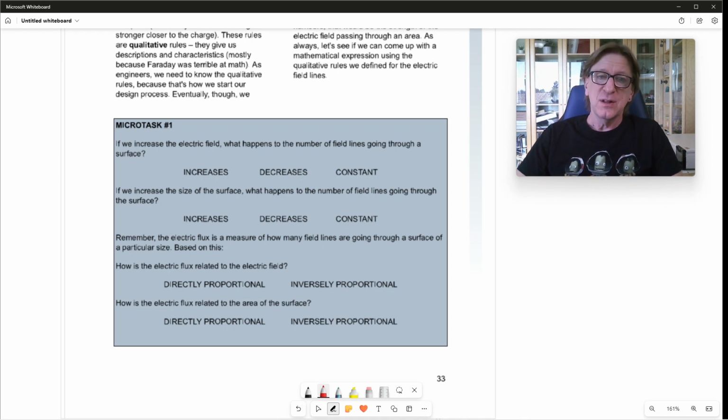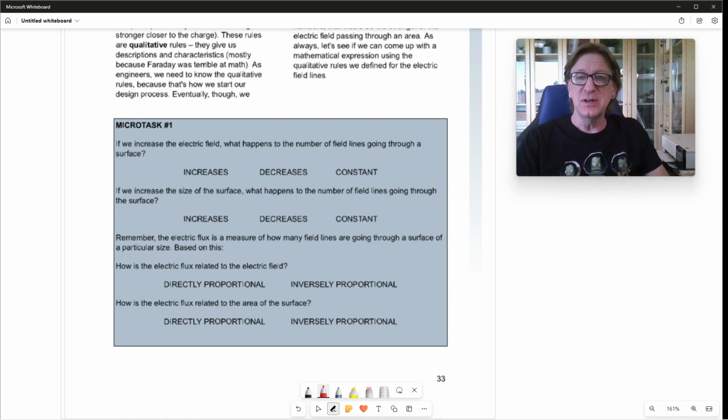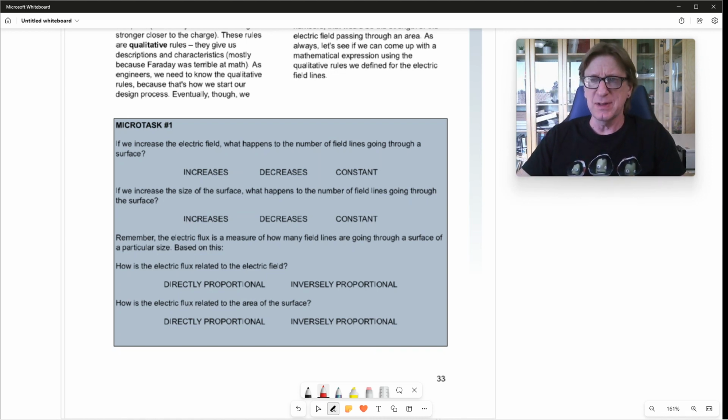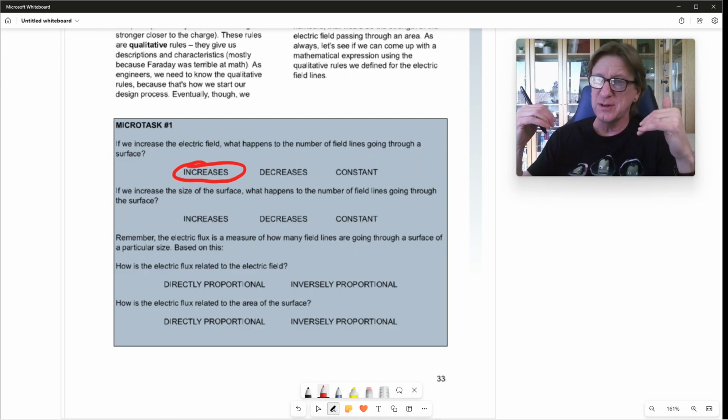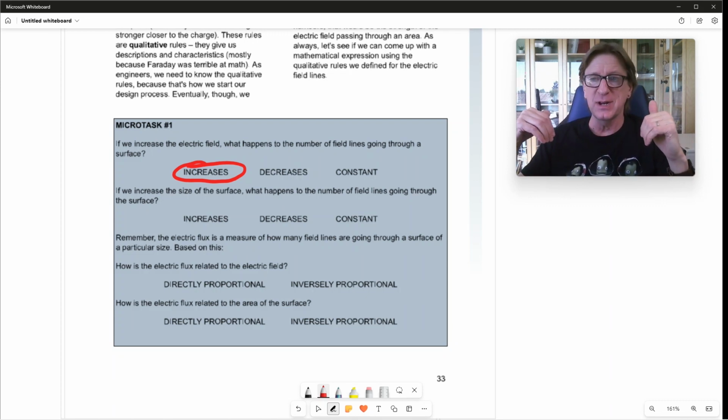All right, so looking at microtask 1 then, we say, if we increase the electric field, what happens to the number of field lines going through a surface? Think about the example we just did. Pause the video, make your choice. Did you pause the video? Make sure that you did. Well, right, it's going to increase just like we saw before. So the more field lines, the stronger the electric field, then the more field lines I'm going to have in a particular area. They're going to be close together.